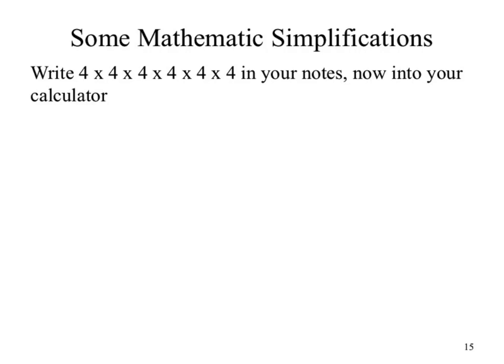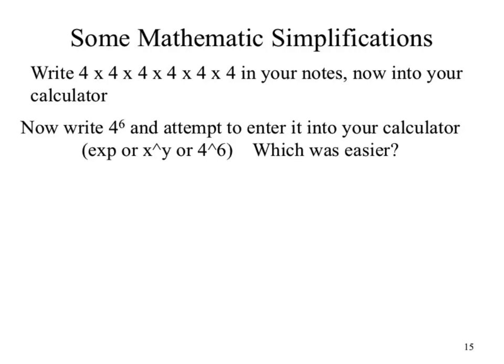4 to the 6th. Why? There's less things to write. It's easier to take advantage of those exponents to help us show repeated calculations with multiplication. And for that matter, division, but the multiplication is the big one. So we can use that in our calculator.